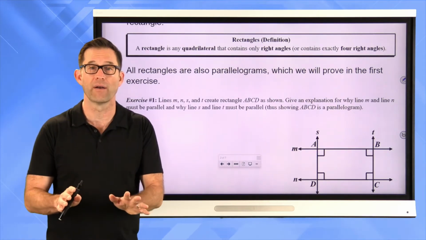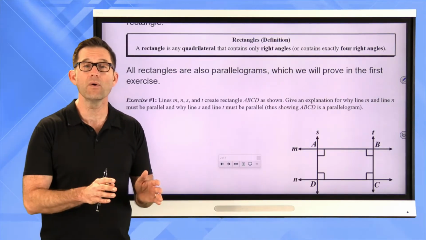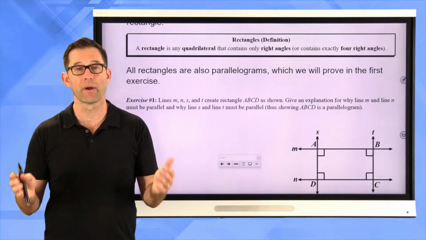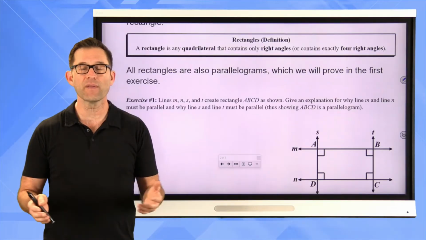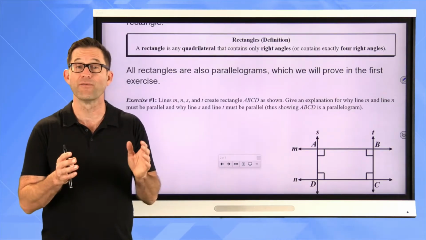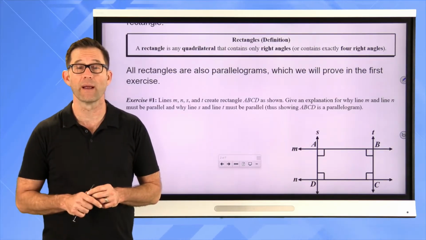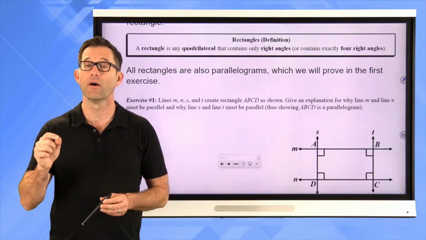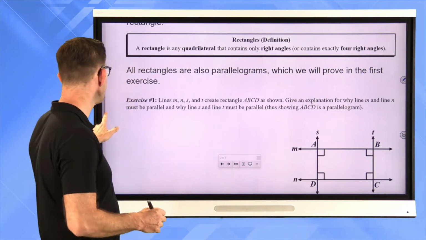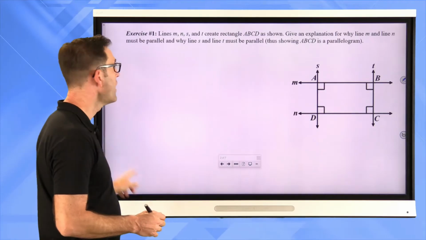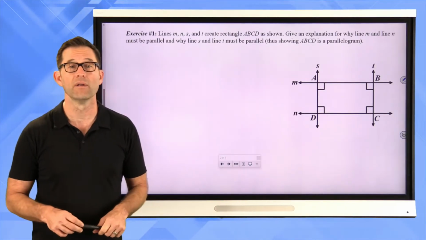And we want to prove that, right? Because once we know that rectangles are also parallelograms, then everything that's true about parallelograms, the 4 major properties of parallelograms, will also be true of rectangles. So let's take a look in exercise number 1 at how we prove that a rectangle is a parallelogram.